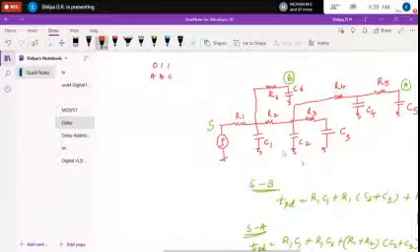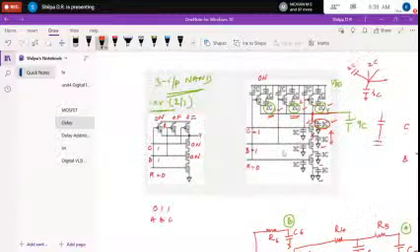My question is, when you're doing this Elmore delay, all the capacitances are either grounded, so it's easy for us to consider them in parallel.